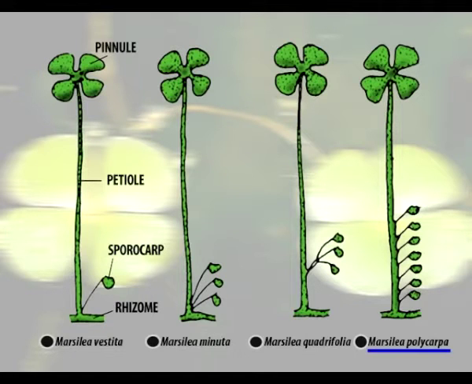For example, in case of Marsilea polycarpa, many sporocarps are attached on one side of the petiole in a single vertical row. In case of Marsilea quadrifolia, stalks are united with one another and then jointly inserted on the petiole. Then in case of Marsilea minuta, the stalks of all the sporocarps are free but are attached to the petiole at a single common point.